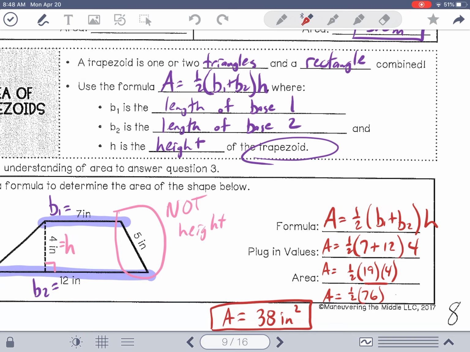You've got the guidance up top and an example on the bottom. Any questions? Let me know.